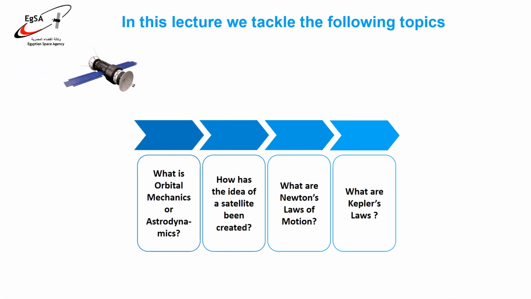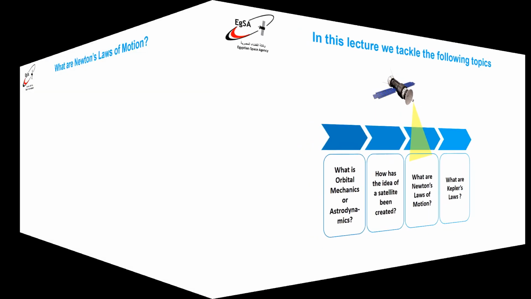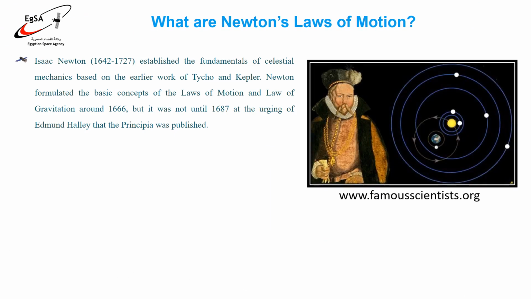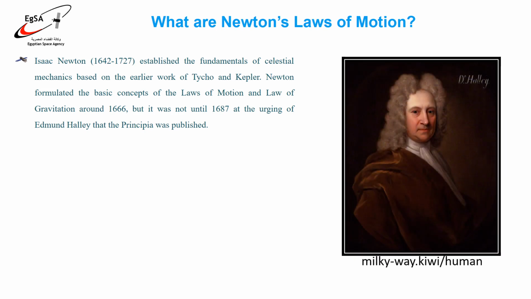Now we move to what are Newton's laws of motion? Isaac Newton, 1642 to 1727, established the fundamentals of celestial mechanics based on the earlier work of Tycho and Kepler. Newton formulated the basic concepts of the laws of motion and law of gravitation around 1666, but it was not until 1687, at the urging of Edmund Halley, that the principle was published.